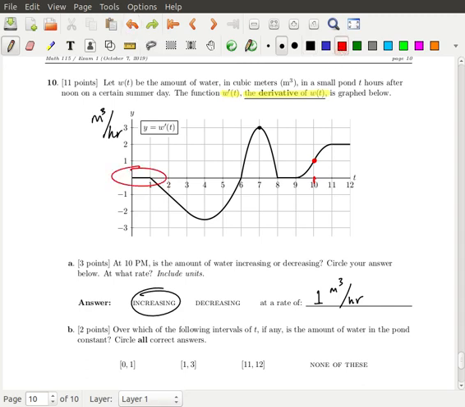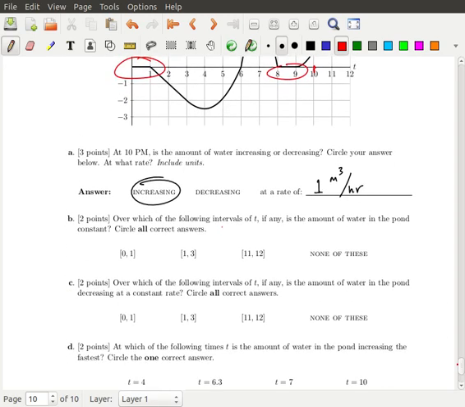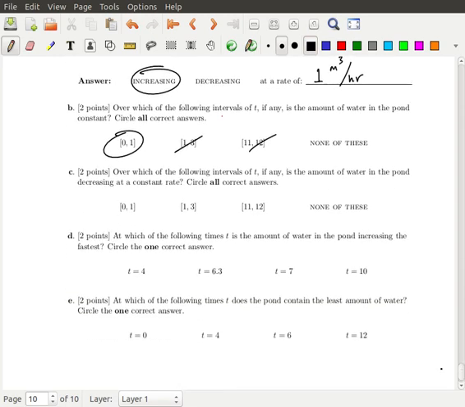So at this spot right here, and this spot right here, and this spot right here. So 0 to 1 and 8 to 9. 0 to 1 is given as one of the options, so that's correct. These other ones are not, and they just don't include the 8 to 9 option.